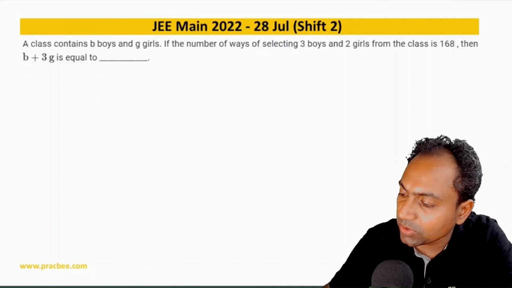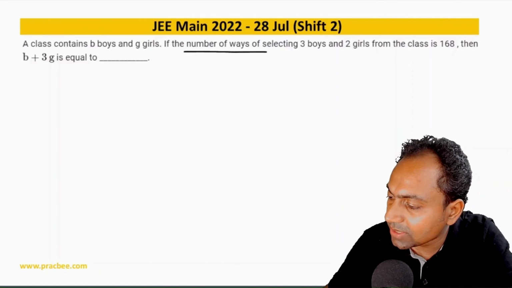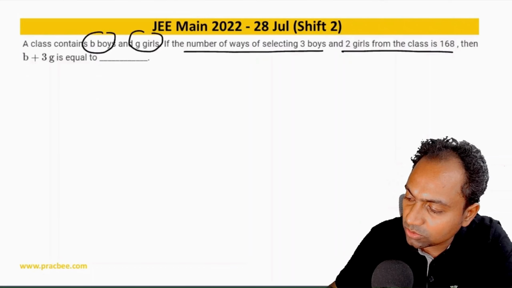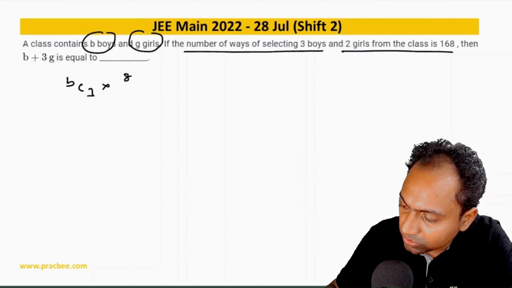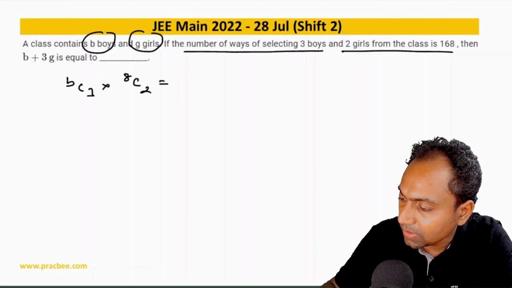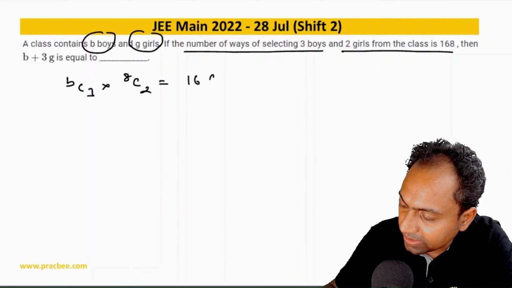Let us see. So what they're saying is the total number of ways of selecting 3 boys and 2 girls is 168. It has been given there are B boys and G girls in total. If I want to select 3 boys out of B, it is nothing but BC3. And then if I want to select 2 girls out of G girls, then it is GC2. This is given as 168.